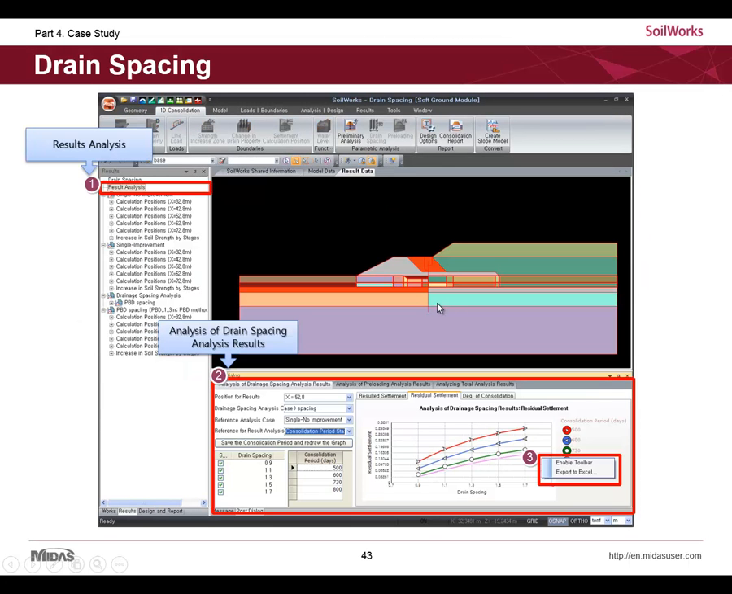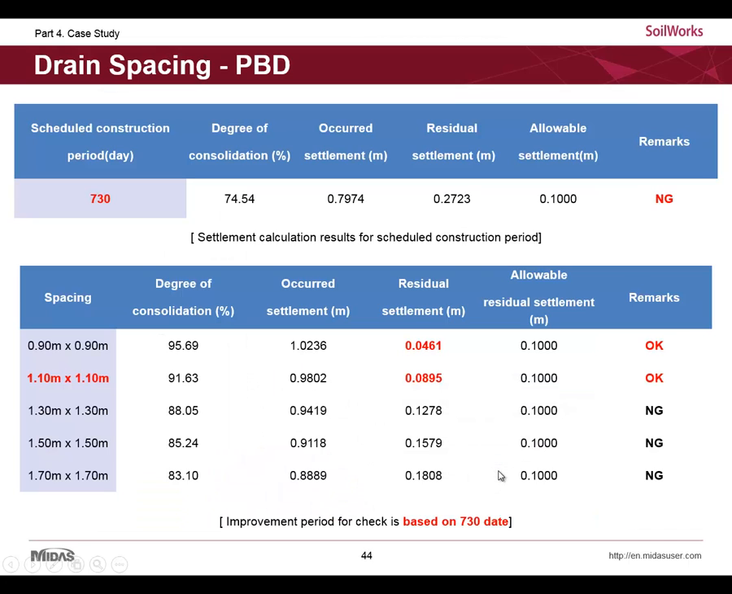Okay, after performing analysis, just like preloading analysis, you can find all results in one chart or graph in the first dialog like this. So, let's look at the analysis result in detail. For this case, the target improvement period was 2 years, 730 days, and as in the above table, the residual settlement exceeds the allowable one.